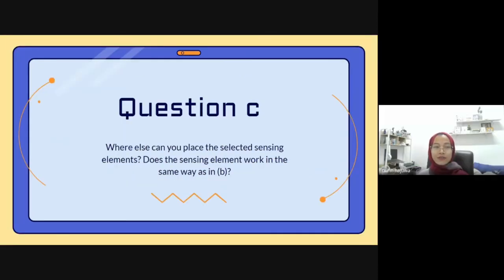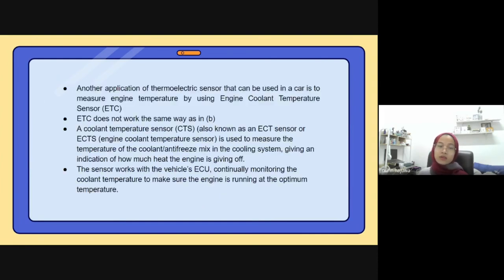So the last question is question C. Where else can you place the selected sensing element, and does the sensing element work in the same way as in B? Another application of a thermoelectric sensor that can be used in a car is to measure engine temperature by using the engine coolant temperature sensor, or known as ECT. ECT does not work the same way as in B.